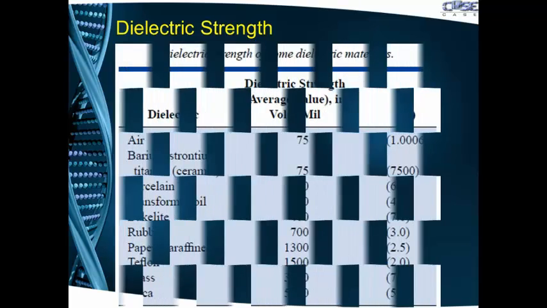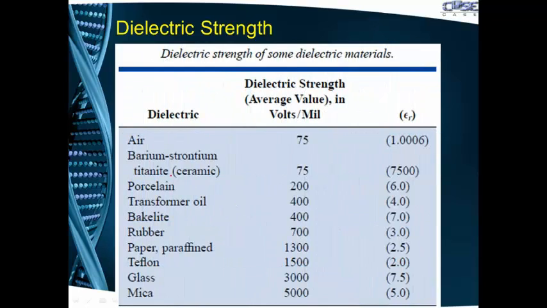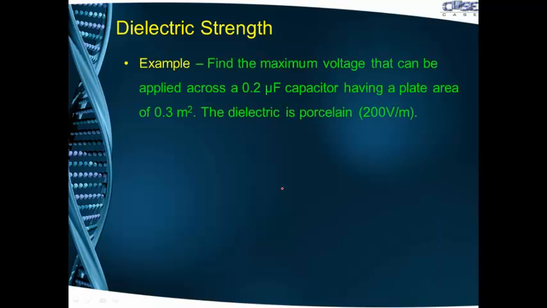So this table will show the dielectric strength of some dielectric materials, and it is given in volts per mil. So for air it is 75 volts per mil, and so let's see an example. Find the maximum voltage that can be applied across a 0.2 microfarad capacitor having a plate area of 0.3 meter square. The dielectric is Brockland, having a dielectric strength given by this number, 200 volt per meter.